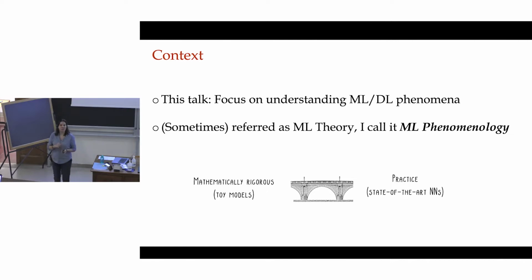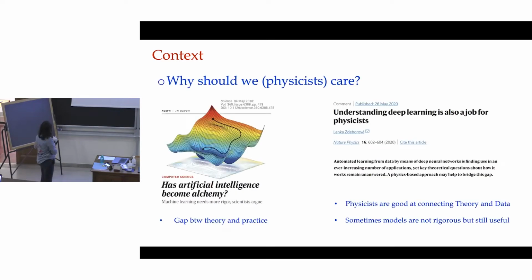I like to call it machine learning phenomenology, because right now we do not have the right mathematical tools to study these objects. We can write down toy models and understand a lot of things, but to understand things that really matter for the state of the art, we need to do phenomenology. We cannot do theory at the moment. There is no theory. And maybe you should ask, right? The 1 million question, why should we care about this?